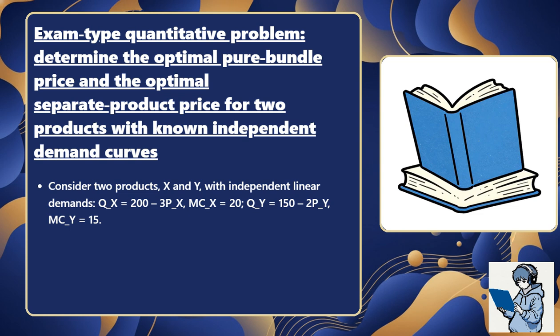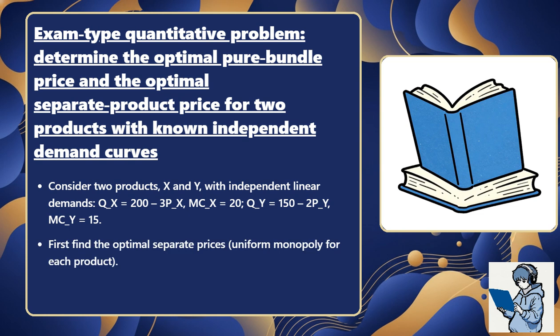Consider 2 products, X and Y, with independent linear demands. Quantity of X equals 200 minus 3P sub X. Marginal cost of X equals 20. Quantity of Y equals 150 minus 2P sub Y. Marginal cost of Y equals 15. First, find the optimal separate prices, uniform monopoly for each product.